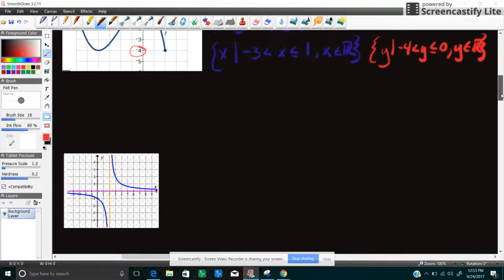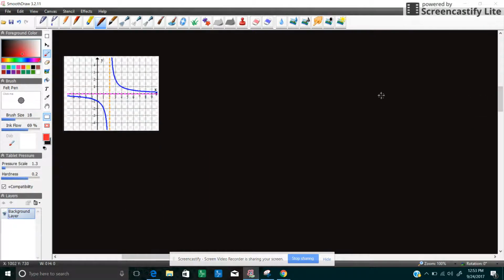Okay, next one. This graph should look a little familiar. It's part of the rational family. It's a little tricky because it has those gaps. Okay, so let's go ahead and do the domain first.